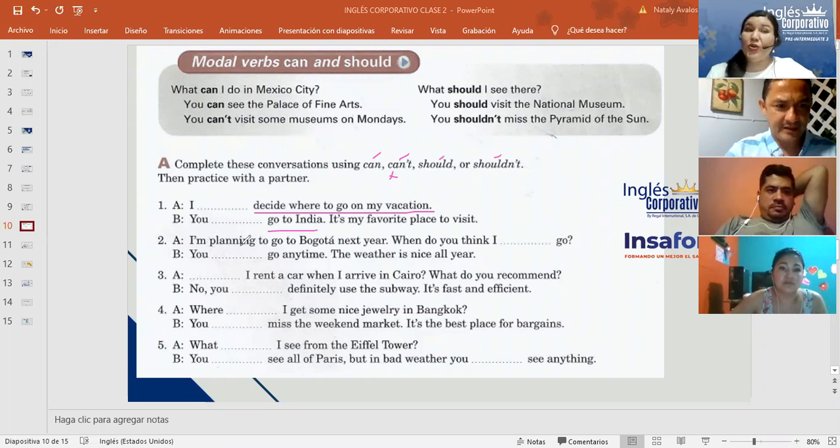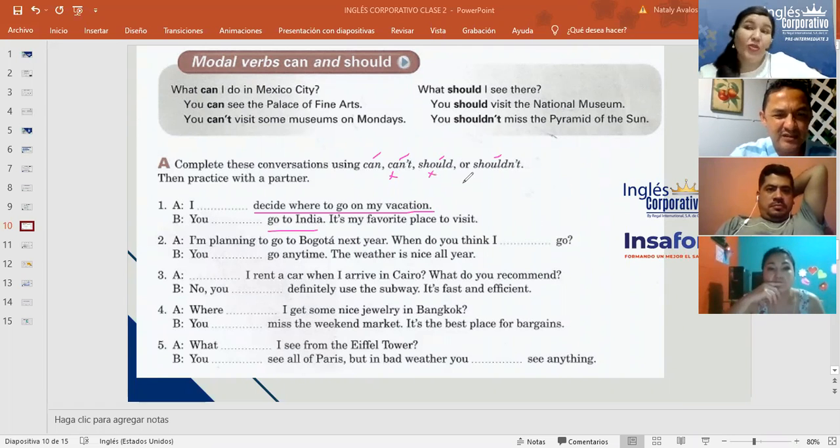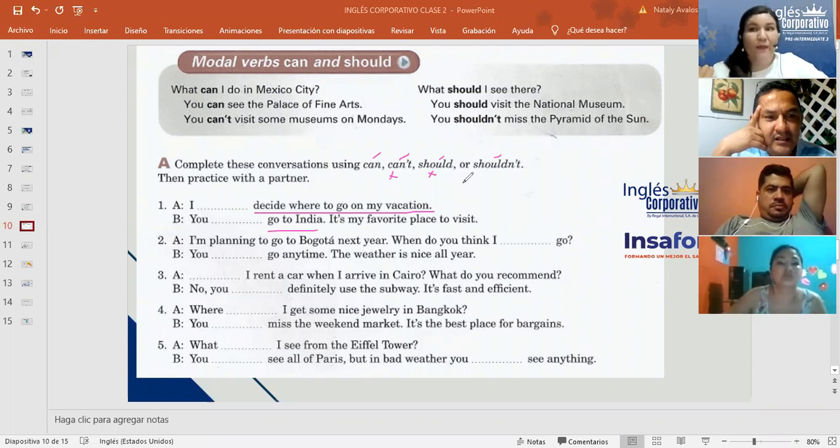I am planning to go to Bogota next year. When do you think I should go? Should go. Exactly. When do you think I should go? If I say, when do you think, it is better to use should because I am going to ask for a recommendation. If I ask you, le voy a dar otro ejemplo.